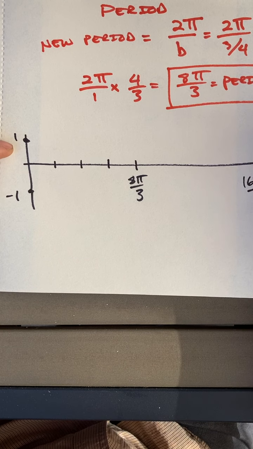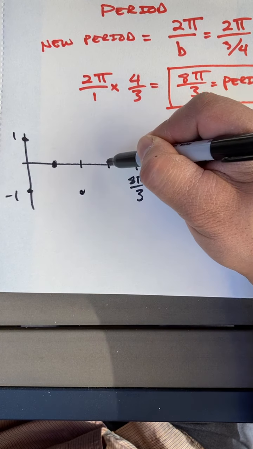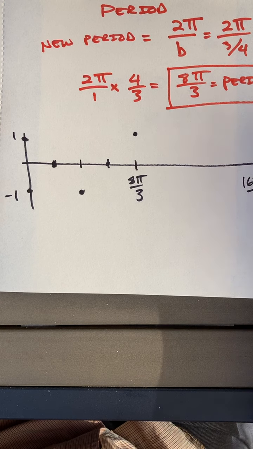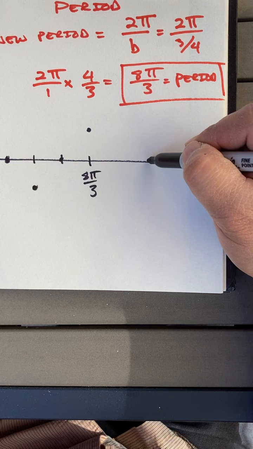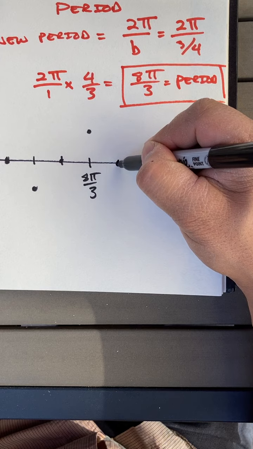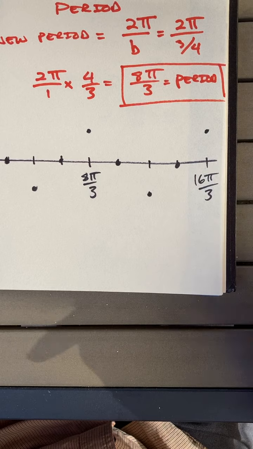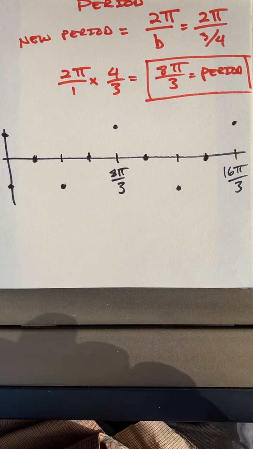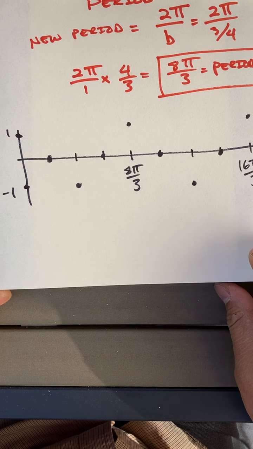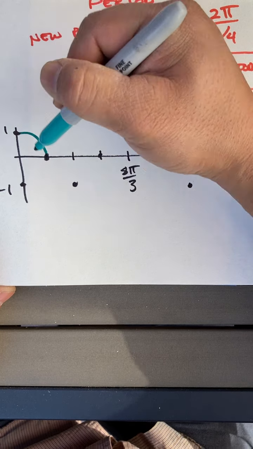And I know cosine starts here and goes through this point, here, here, and there. And then it's going to repeat the exact same pattern on the other side. I'm basically done. I think what the book really wants you to see is that you can manipulate the period. So I'm going to go ahead and fill in the graph.